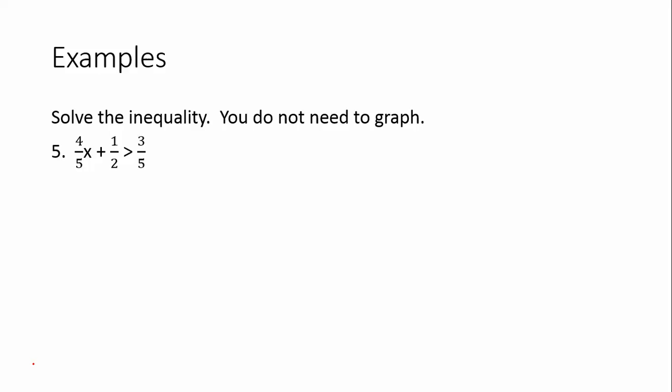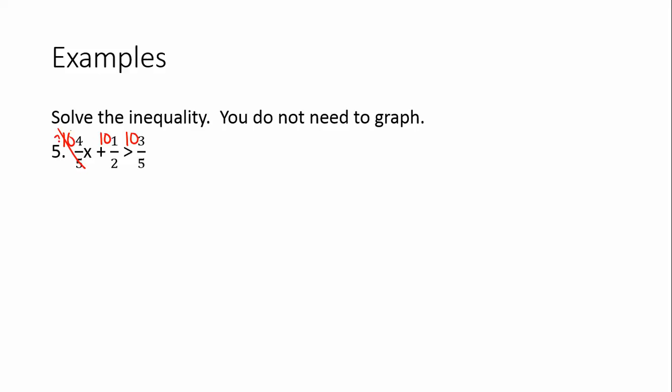Four-fifths x plus 1/2 is greater than 3/5. Lots of fractions here. So what can we multiply everything by to get rid of the fraction? Hopefully you're saying 10. That's the smallest number that 5 and 2 divide evenly into. So I multiply everything by 10.